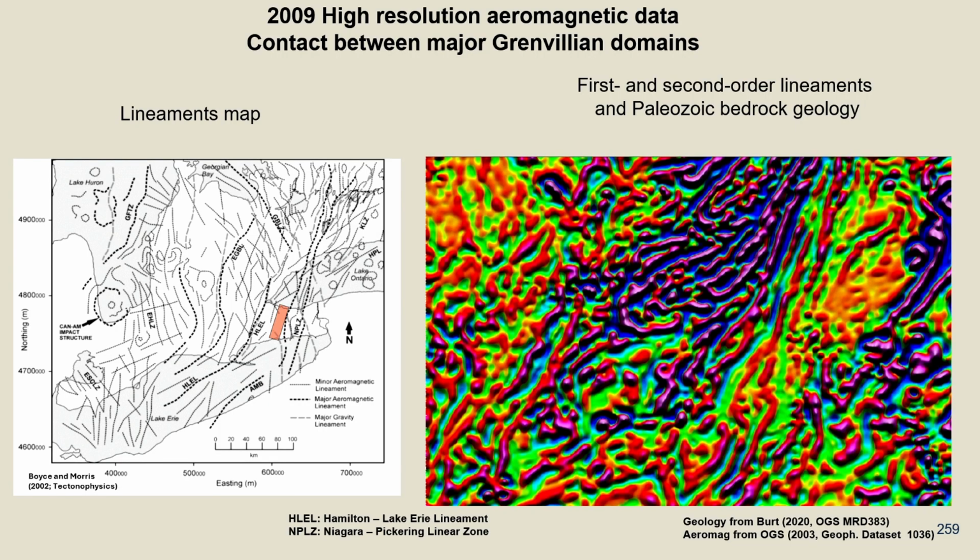We were lucky enough that in 2009 a high-resolution aeromagnetic survey was shot over the Niagara Peninsula. This is what is shown on the right. This is the second vertical derivative of the magnetic signal, which outlines lineaments, so magnetic lineaments in the Precambrian basement. We're not seeing the platform because the platform is too thin and there are no magnetic minerals in those successions. So what we see is the expression of magnetic lineaments in the Precambrian basement.